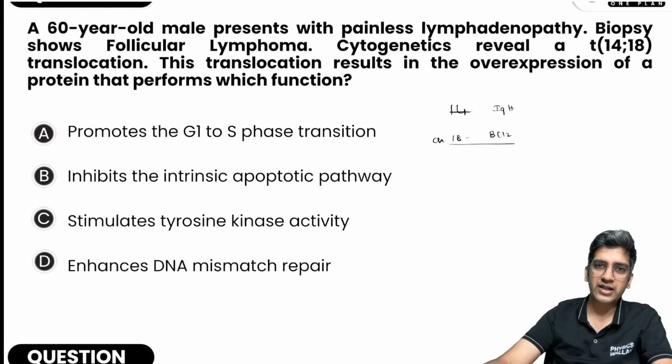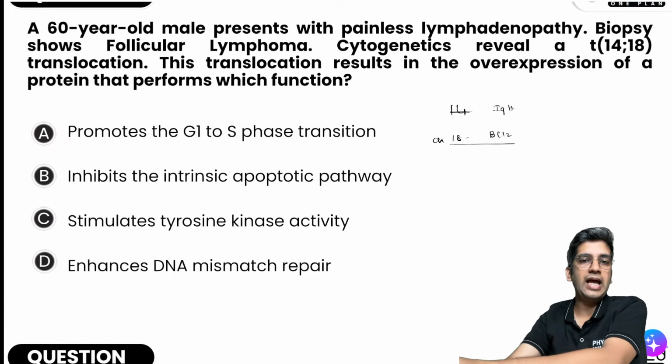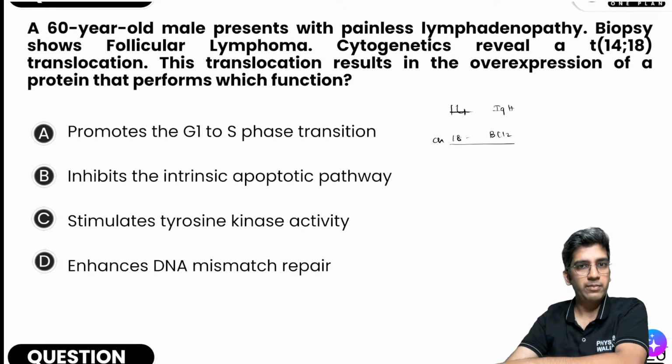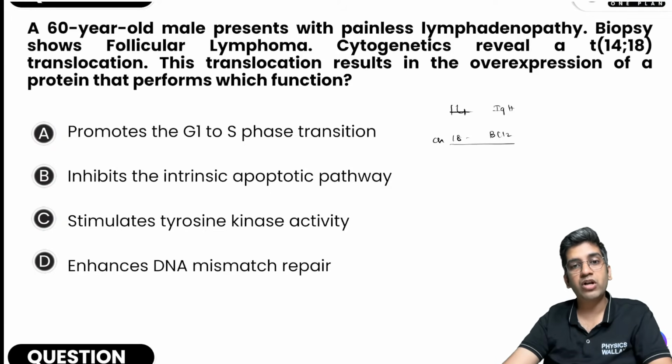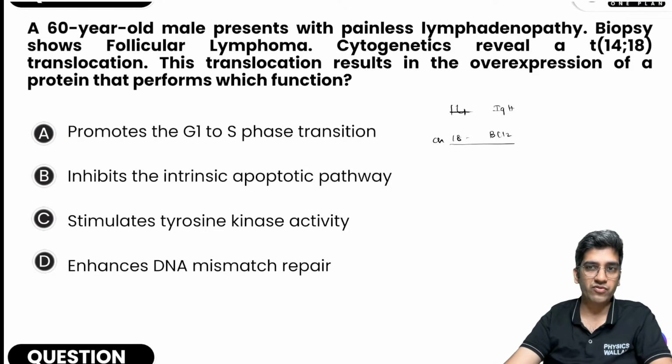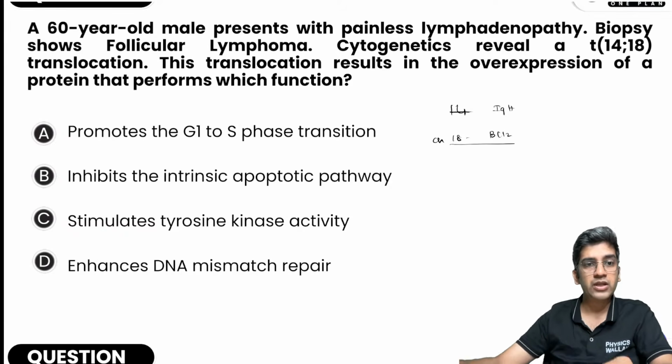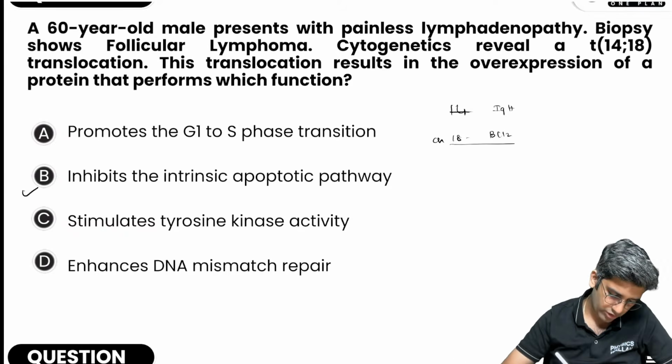Now it's not difficult, right? BCL2 is an anti-apoptotic protein which is involved in the inhibition of the intrinsic pathway of apoptosis, right? It's an anti-apoptotic protein. The answer is B here, not C, right?